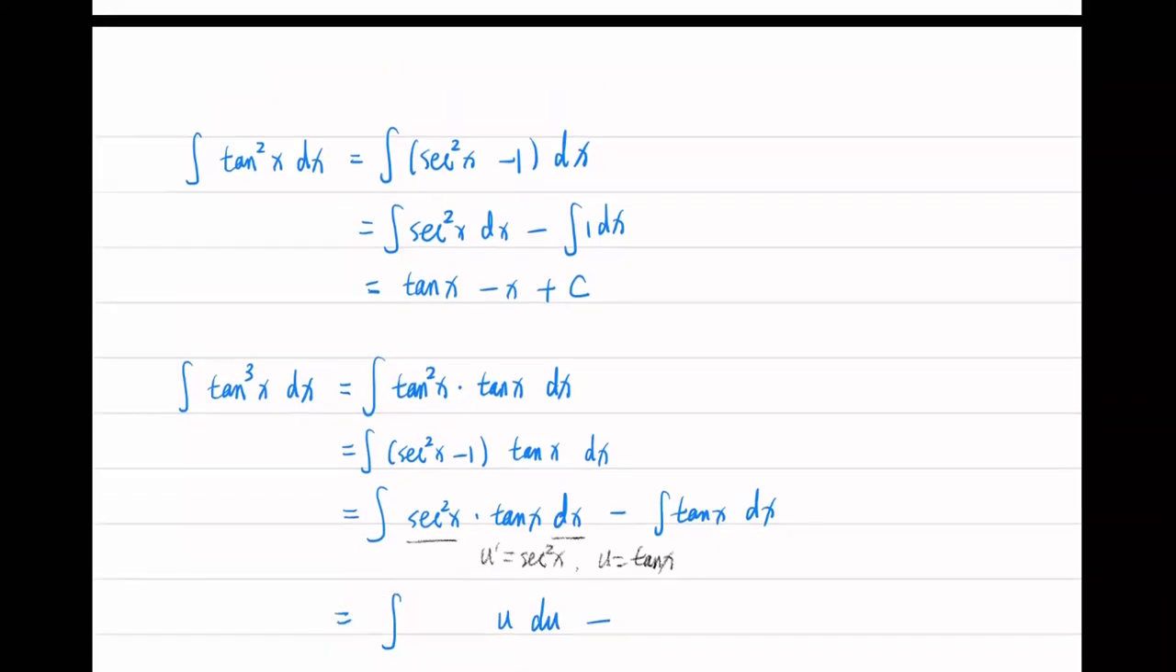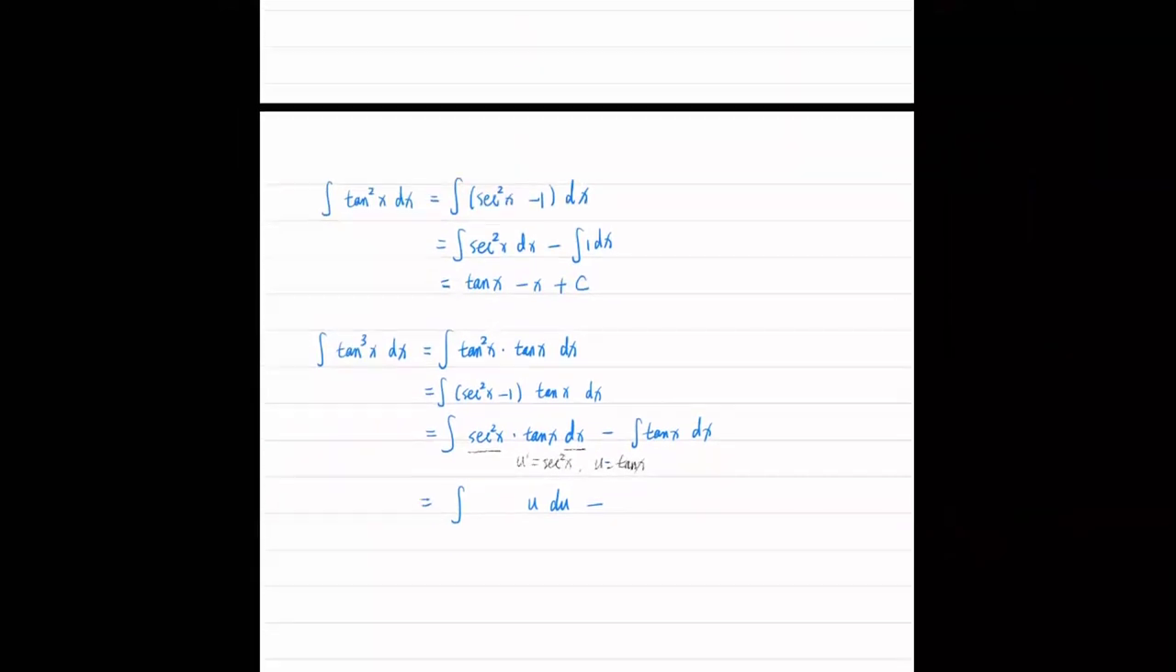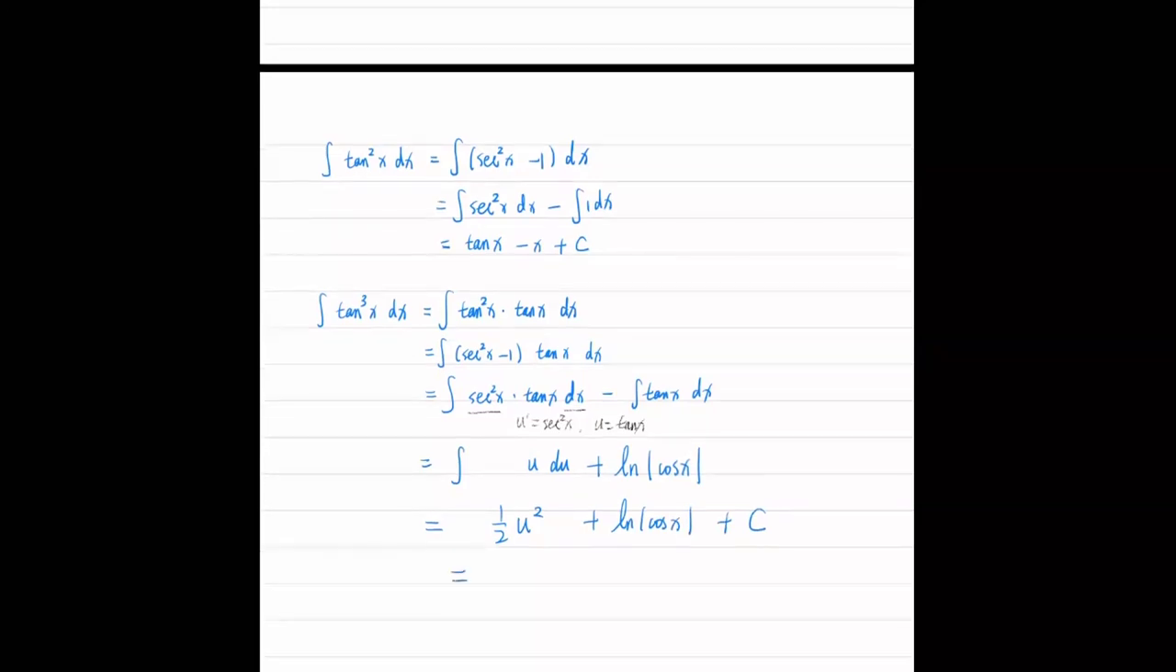And for tangent x, we have found it in the first step. Let's just copy the result: negative logarithm of absolute value of cosine. Negative, so it will be plus. Because we have the integral sign, we'll put the constant later. And this integral is much easier to integrate. u du is just 1/2 u squared. Then we switch back to x. u is tangent x.